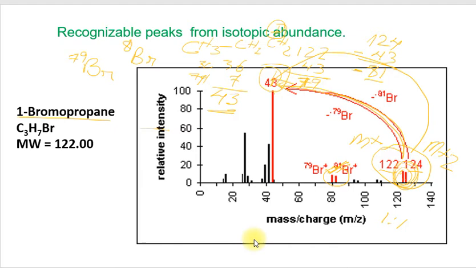You can also see there are other fragments, but those are not prominent, which are due to different cleavage of the alkyl chain. But the importance of the M plus and the M plus 2 peaks is that they will give you the hint that it is a bromine-containing compound.